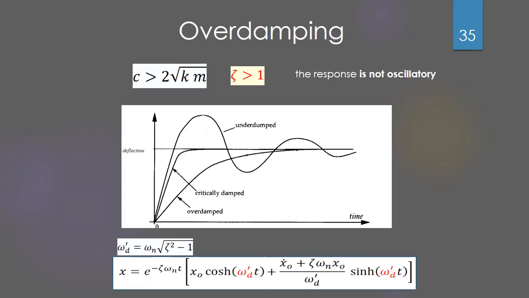When zeta is more than 1, the system becomes overdamped. That is when the damping coefficient C is more than the critical damping coefficient. The overdamped response is similar to the critically damped response. It differs in that it takes more time to reach the steady state, and we can find the response using the equation below.